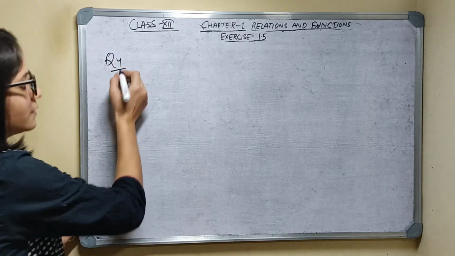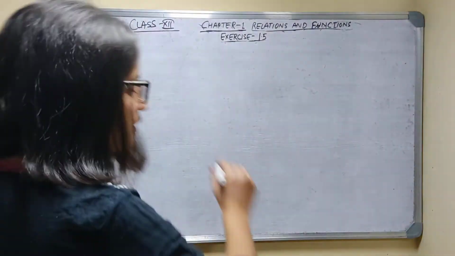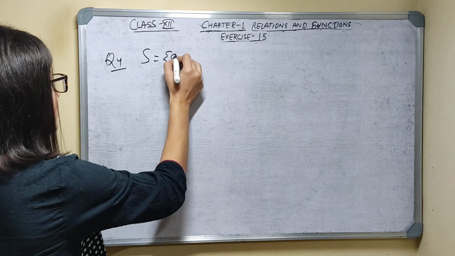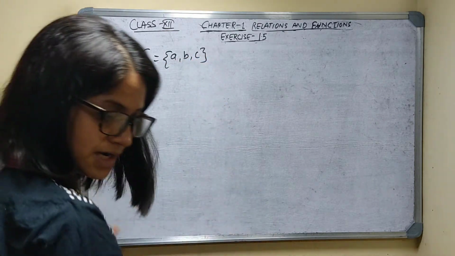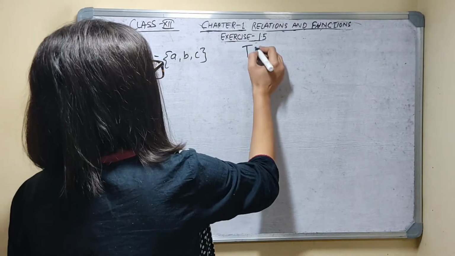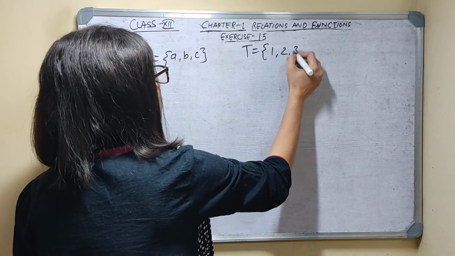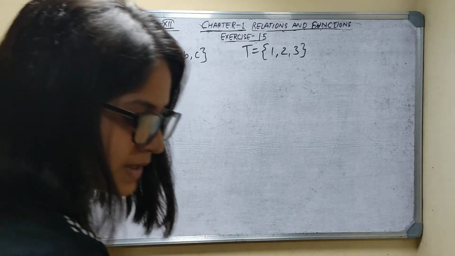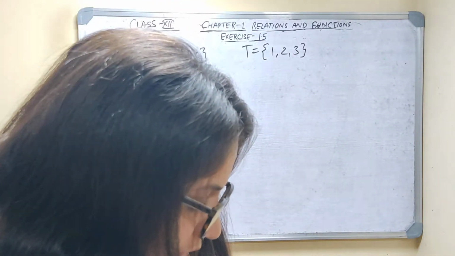Question number 4. Let S is equal to {A, B, C}, three elements are given. And T is equal to {1, 2, 3}, three elements are given. Find f inverse of the following functions f from S to T, if it exists.